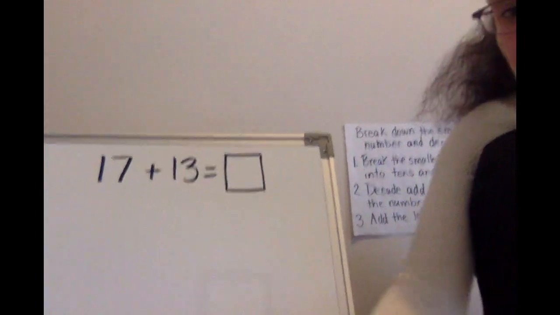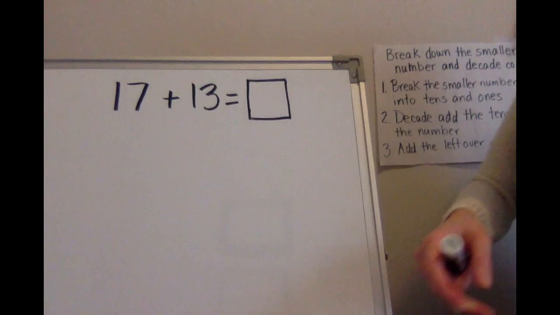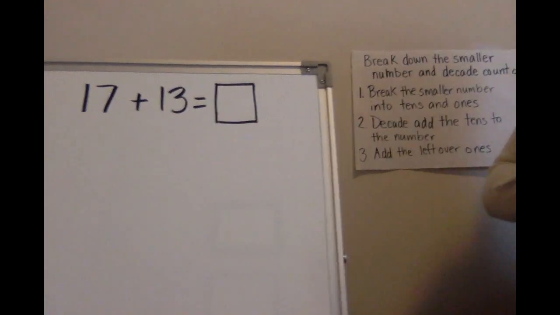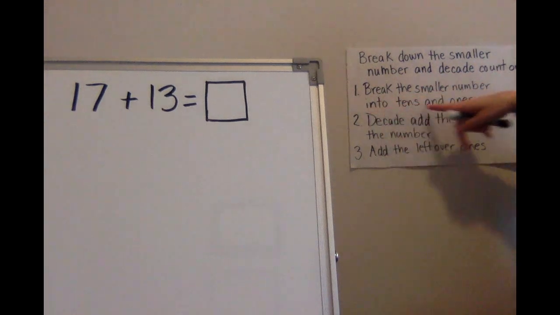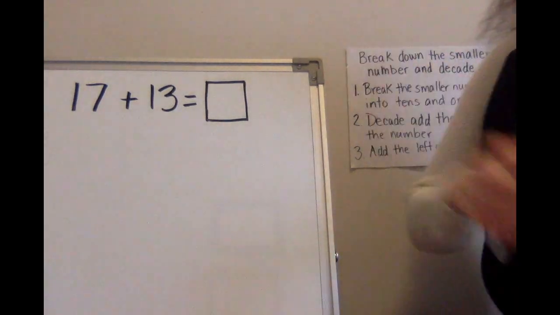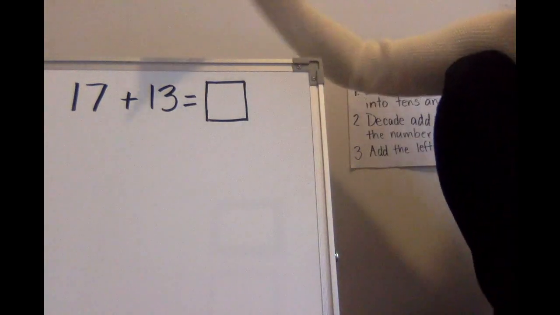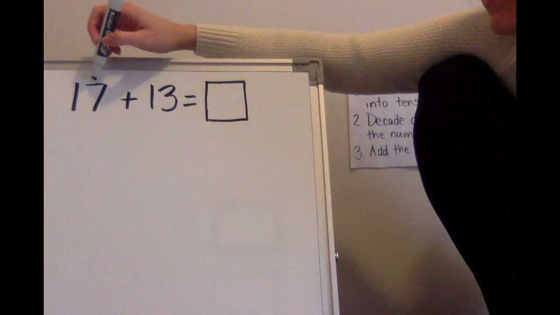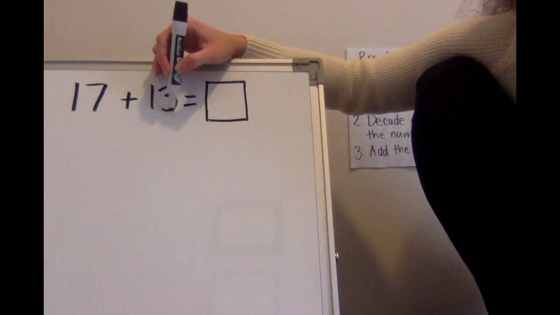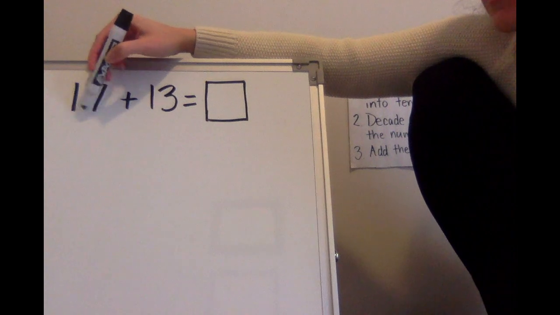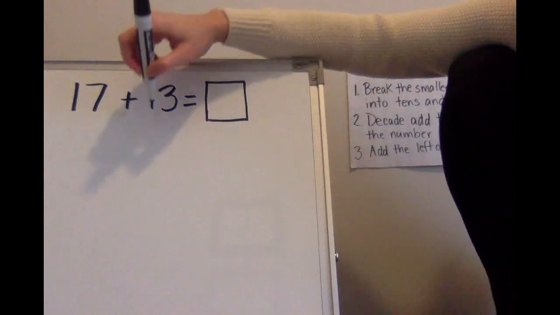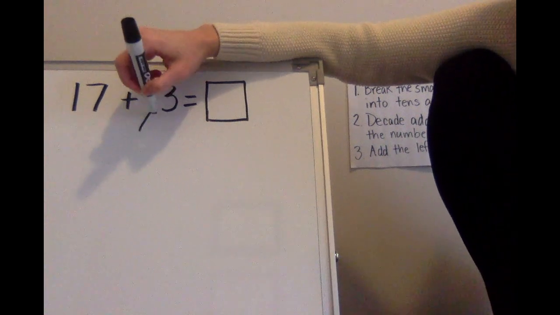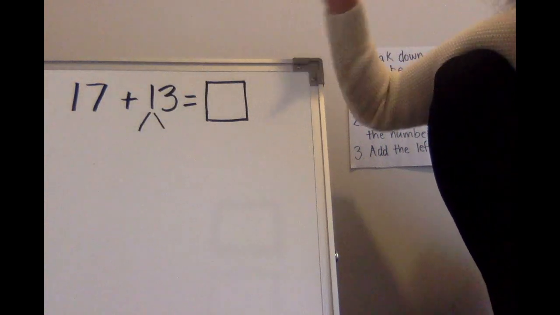I'm going to solve this problem. I wonder if you guys can help me. Well, it says the first thing I need to do is break the smaller number down into tens and ones. So, well, I know that 13 is smaller than 17 because 13 has 3 ones, 17 has 7 ones, and I know 3 is smaller. So I'm going to break the number 13 down, because it's smaller, into tens and ones.